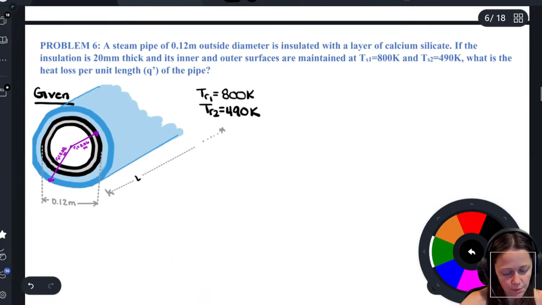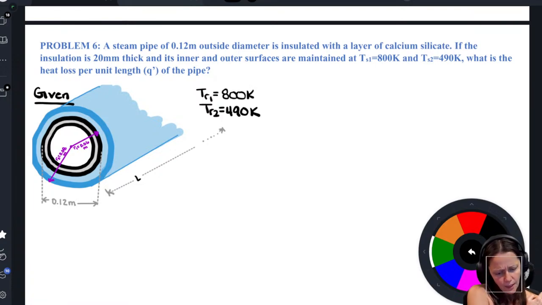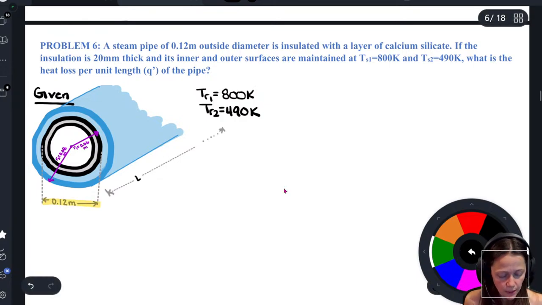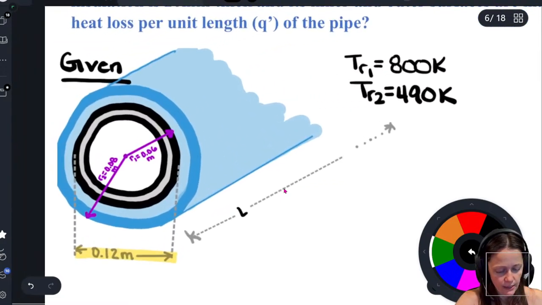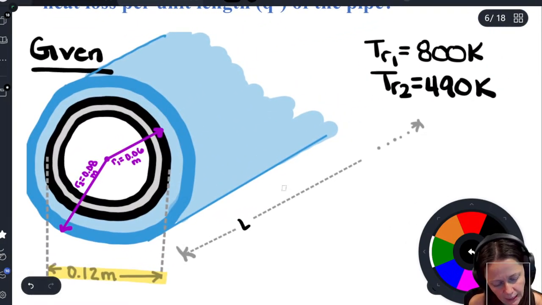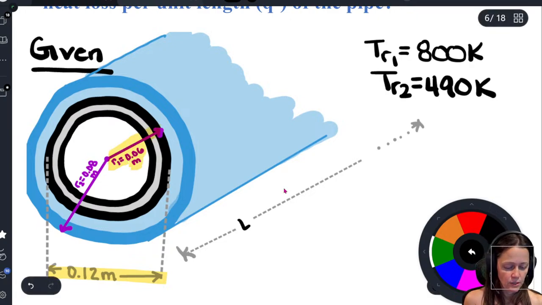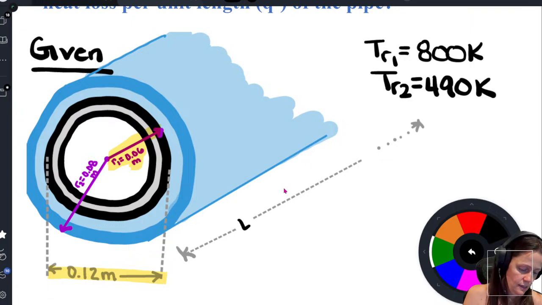So here's my problem 6. So I have a steam pipe. Outside diameter is 0.12 meters. And so since the outside diameter of this steam pipe is 0.12 meters, then, well, the outer radius is going to be 0.06. Okay.